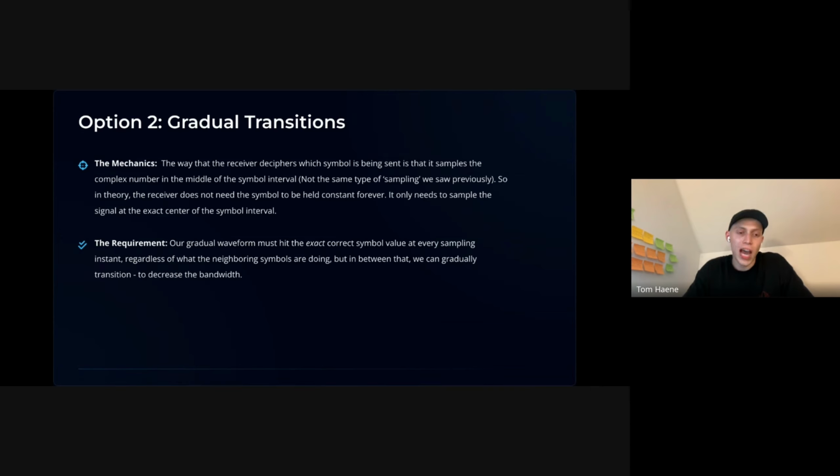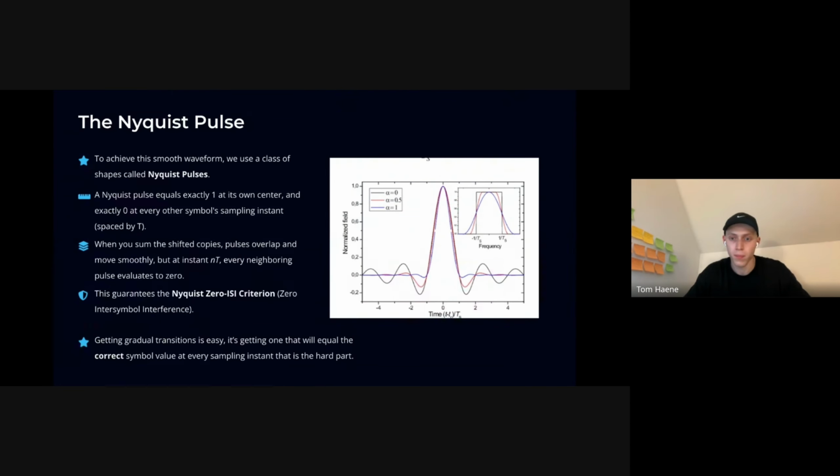So now we have a requirement for what our transitioning pulse should look like. We know that our gradual waveform, and it has to be gradual because we need limited bandwidth, must hit the exact correct symbol value at every sampling instant, regardless of what the neighboring ones are doing. But in between that, you can gradually transition and move up and down slowly to decrease the bandwidth. So that's our goal. That's our one requirement.